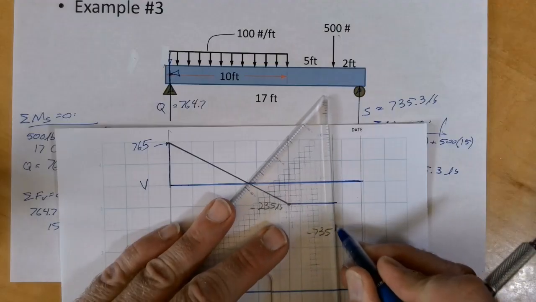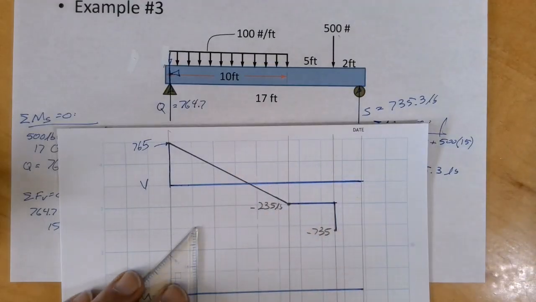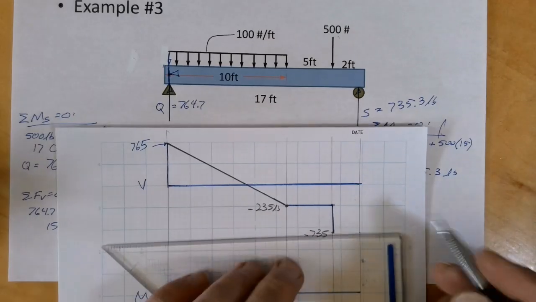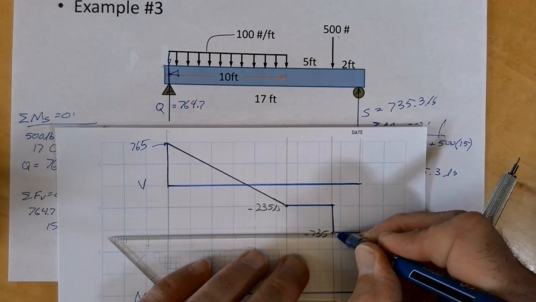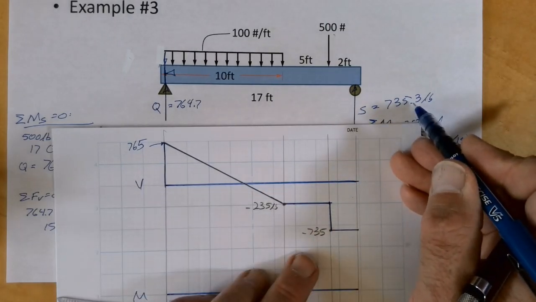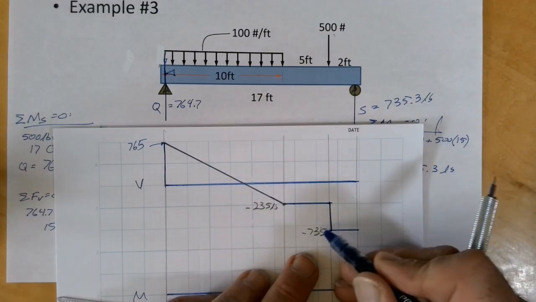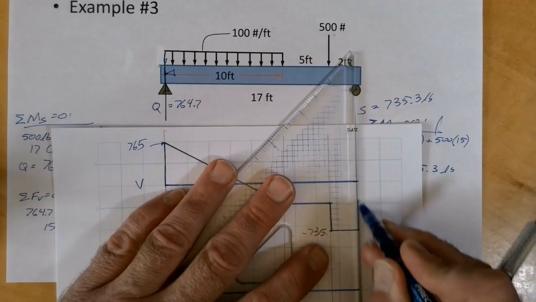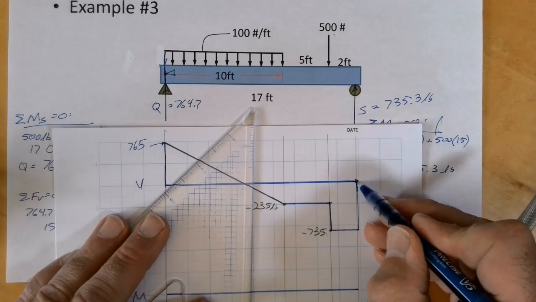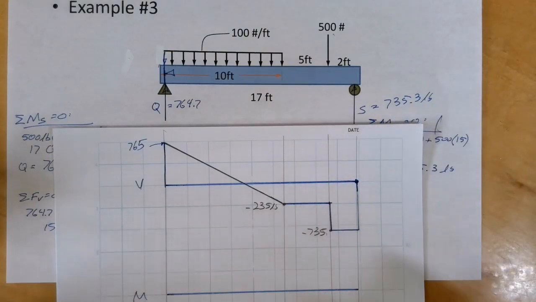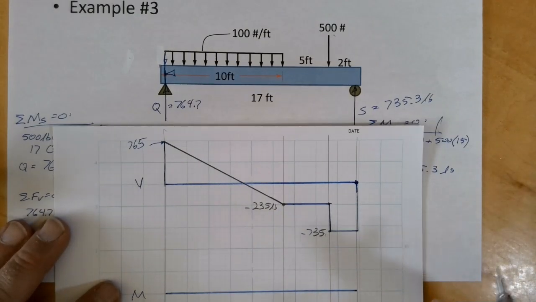So I draw that. And then I have nothing until I get to the end here. So I'm horizontal. And then I get to the end and I have 735.3. Again, I rounded a little bit, so I have 735 here, 735 there, and I am grateful that my shear diagram closes and I have zero shear once I get to the right hand side of that reaction. Okay, so that's the first part.